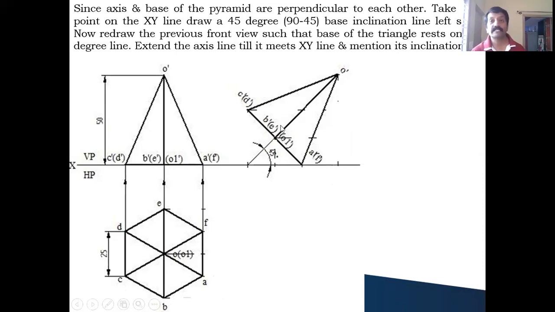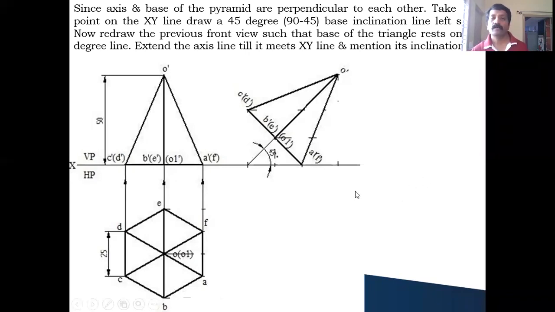After this, you extend this axis line till it meets the XY line and measure it and write it has to be 45 degree, because the axis inclination is always given with respect to the axis. You have to show the axis inclination. Okay, so this completes your front view.